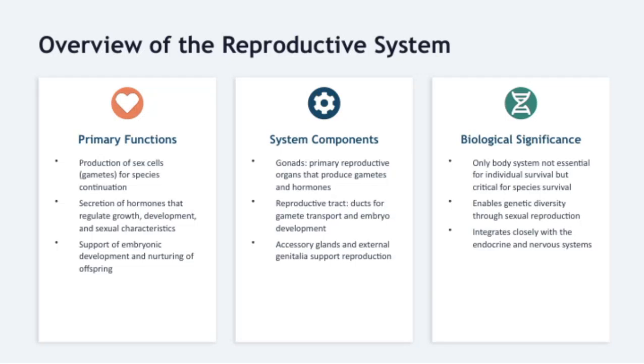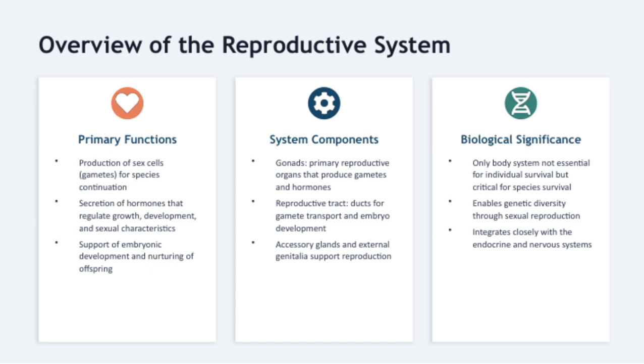This slide covers the overview of the reproductive system, which is a vital part of our biology. Now, it's important to understand that, unlike other body systems, the reproductive system isn't essential for an individual's immediate survival. However, it plays a critical role in ensuring the survival of the species as a whole. One key point is that it enables genetic diversity through sexual reproduction. This diversity is crucial for adapting to changing environments and maintaining a healthy gene pool.